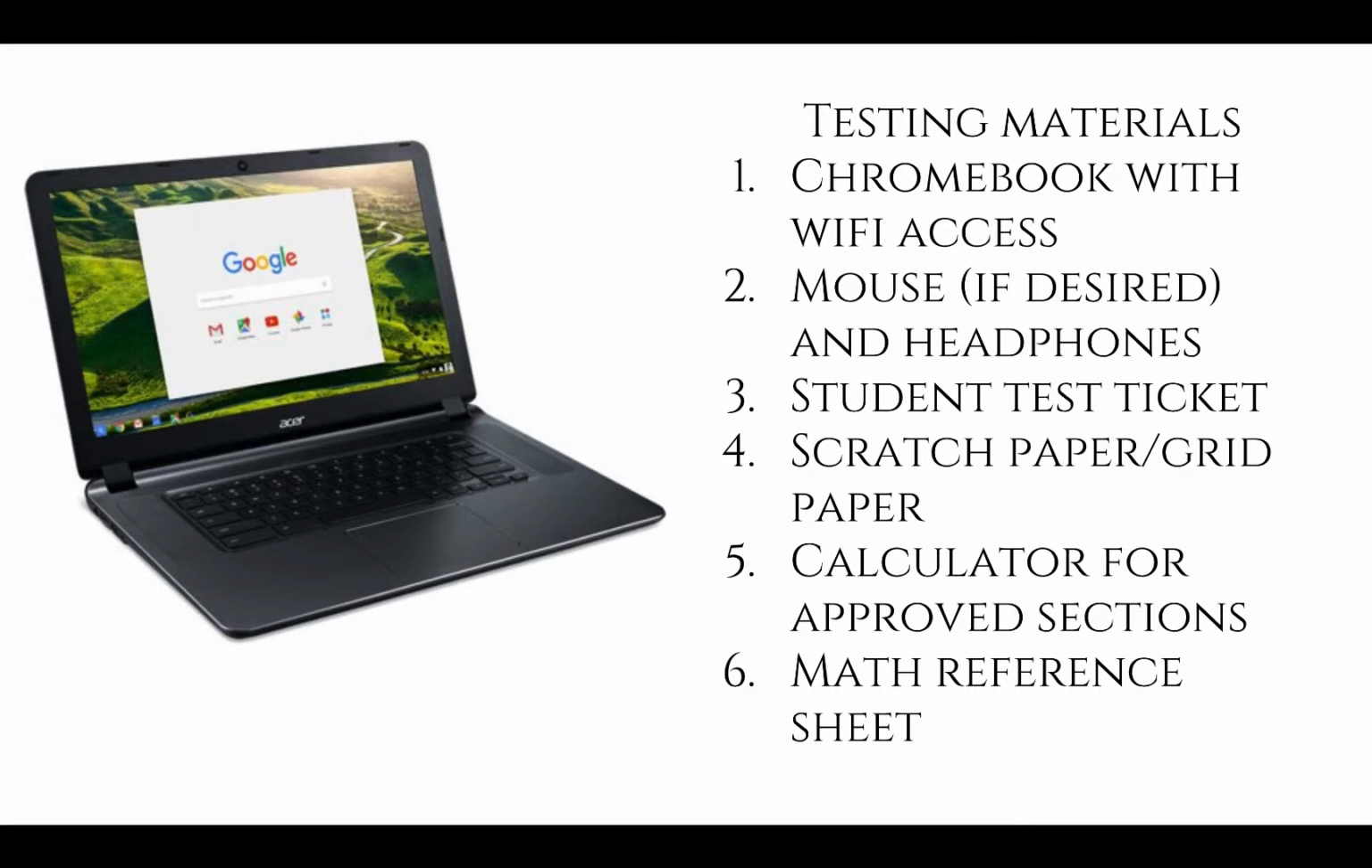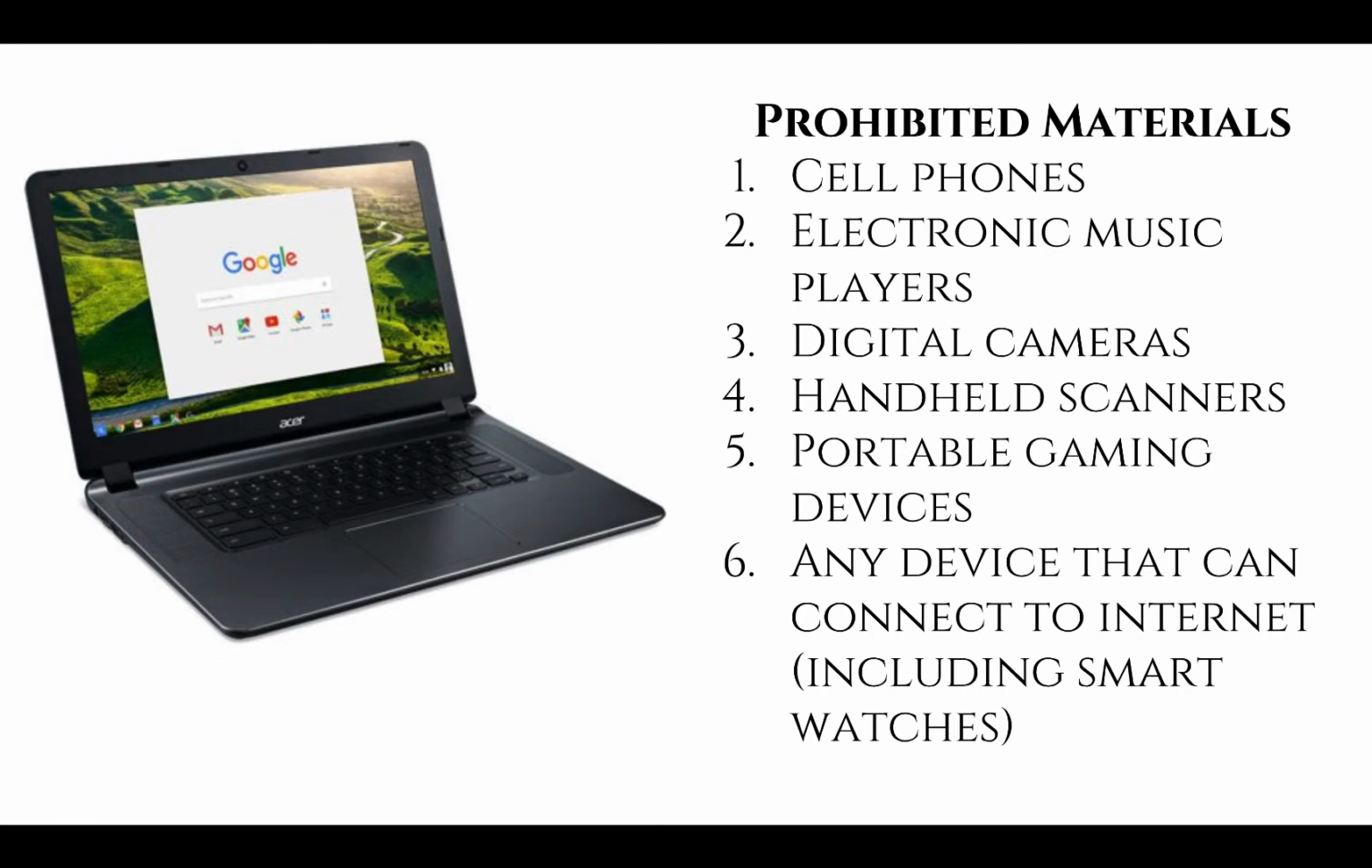Testing materials. Students should have a Chromebook with Wi-Fi access. If you have difficulties with Wi-Fi access or the Chromebook, please contact your school testing coordinator. They can have a mouse if desired, and headphones are needed. Student test tickets are required, as well as scratch paper or grid paper, a calculator for approved sections only, and the math reference sheet for the math sessions. Prohibited materials include cell phones, electronic music players, digital cameras, handheld scanners, portable gaming devices, and any device that can connect to the internet, including smartwatches.